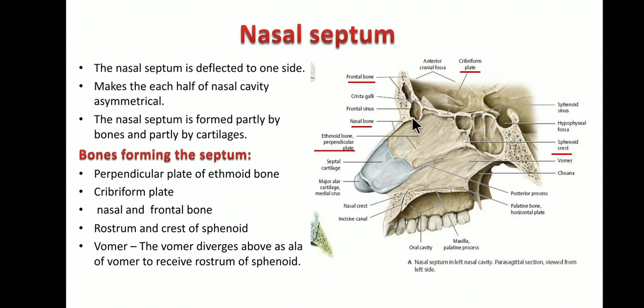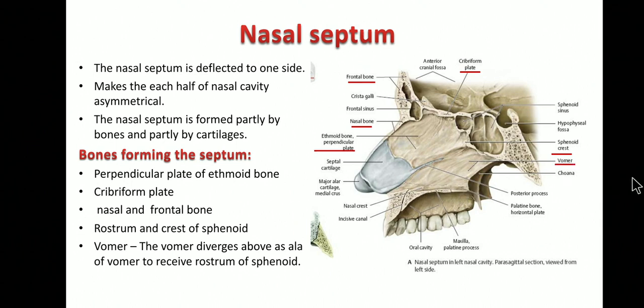So these are the major bones forming the nasal septum: the perpendicular plate of ethmoid and the vomer. Other accessory bones are the cribriform plate, nasal bone, frontal bone, crest of the sphenoid and rostrum of the sphenoid. The posterior border of the vomer is free and contributes to the medial wall of the posterior nasal aperture, or the choanae. It articulates again with the nasal crest of the hard palate.